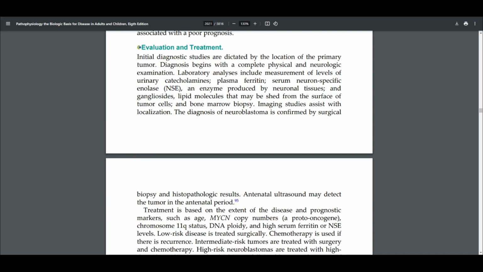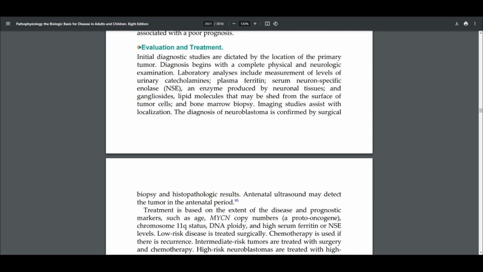Evaluation and treatment: initial diagnostic studies are dictated by the location of the primary tumor. Diagnosis begins with a complete physical and neurologic examination. Laboratory analysis includes measurement of levels of urinary catecholamines, plasma ferritin, serum neuron-specific enolase, an enzyme produced by neuronal tissue, and gangliosides, lipid molecules that may be shed from the surface of tumor cells, and bone marrow biopsies.